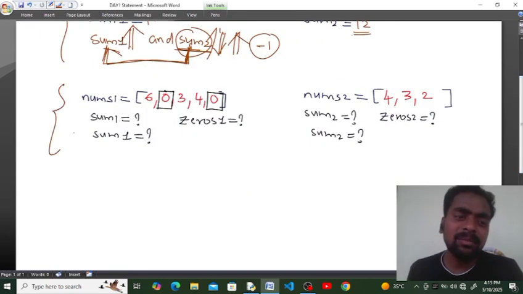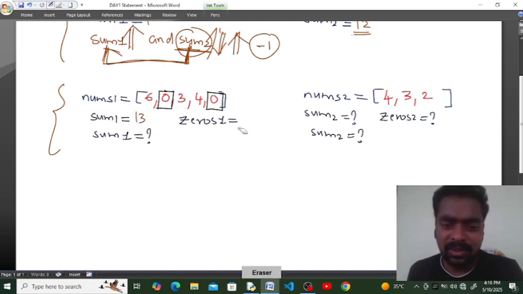So the second example, we will see, right? Here, what is my sum1 value? Initially, all the non-zero values, right? 6 plus 3 plus 4. So 6 plus 3 is 9, plus 4, so it will be 13. And how many zeros are in the first array? Two zeros we have here, right? And here the sum1 value will be equal to the previous sum1. So here we have to replace zeros with ones because that is the smallest positive number. So 13 plus 2, how much will it be? 15.